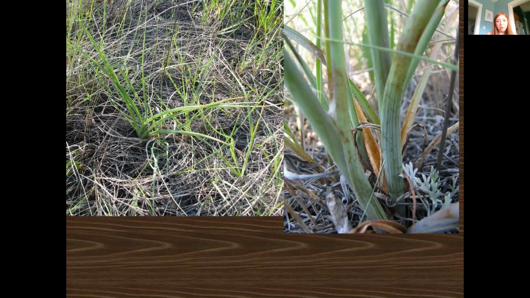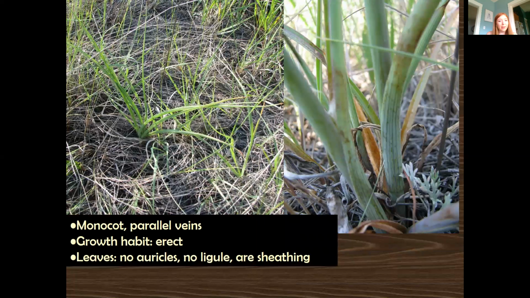So if you're looking at this plant, it's another monocot. It has parallel leaves, parallel veins on its leaves. Its growth habit is erect. It's got no auricles, no ligule, no sheathing, and that's because it's Western spiderwort, so it's not a grass. So it won't have any of those characteristics, and that's important to know and to note.